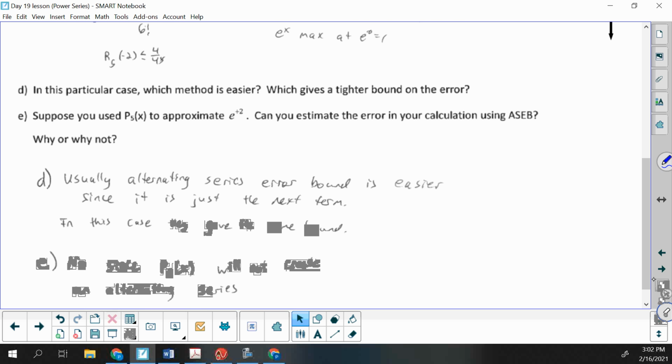Usually, alternating series error bound is easier here. In this case, they happen to give us the same. So neither of them was tighter. And if you used +2, we could not have used alternating series error bound because it would not have created an alternating series when we put in 2.